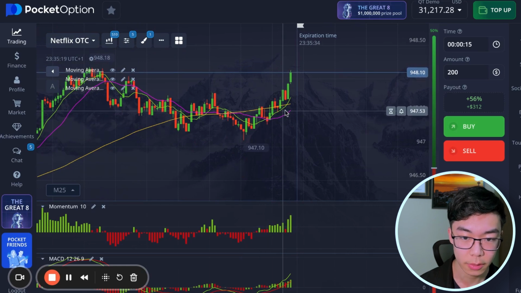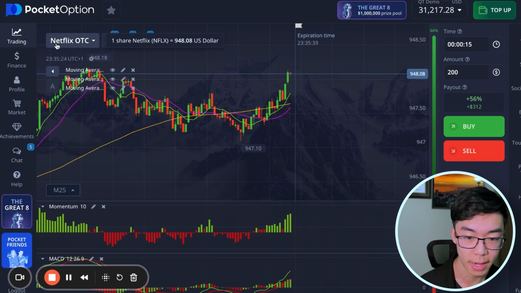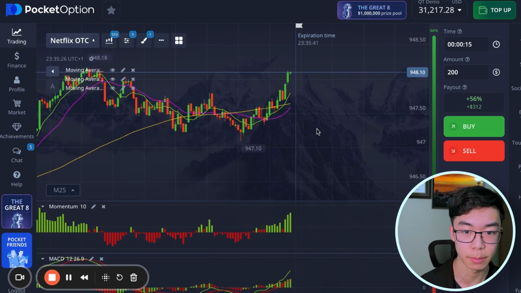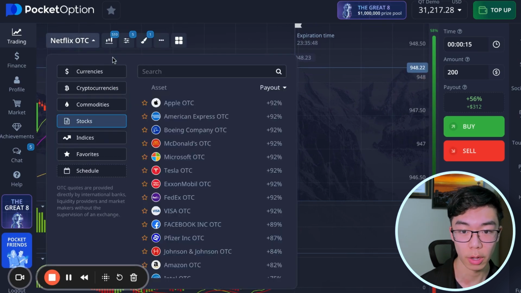Let's take a look at Netflix. So the moving average just crossed over right here, went right up right after that. MACD lines up perfectly. Momentum lines up perfectly. Everything is going upwards, right? So everything did line up perfectly for this huge skyrocket up.